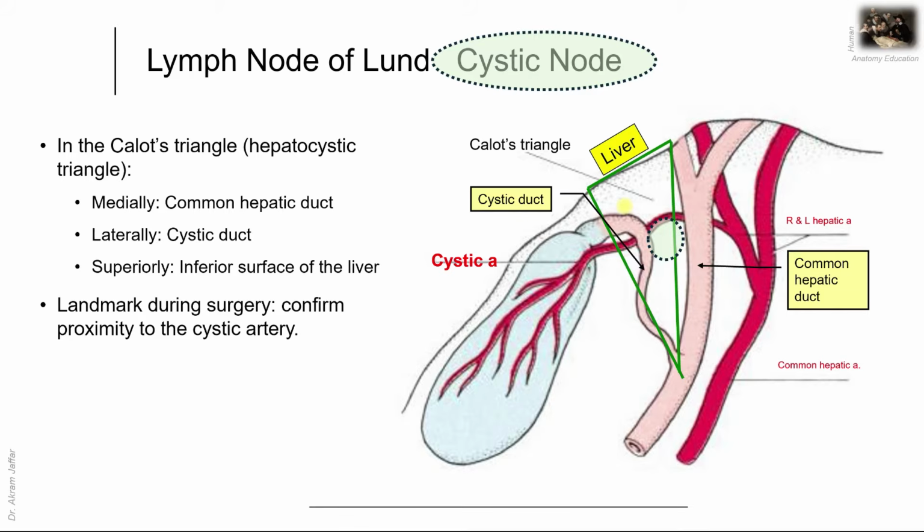This lymph node, actually, lies close to the artery. It drains the gallbladder and the biliary system. It drains them to the hepatic lymph nodes and then to the celiac lymph nodes, as we mentioned. But this lymph node is, in fact, an important landmark during surgery, because an enlarged lymph node will help identify the hepatocystic triangle of Calot, and it confirms the proximity of the cystic artery.